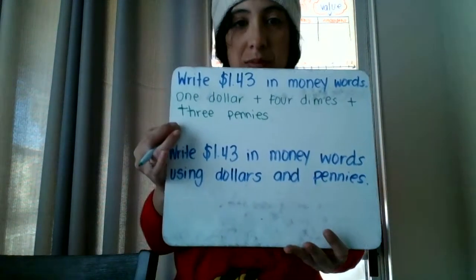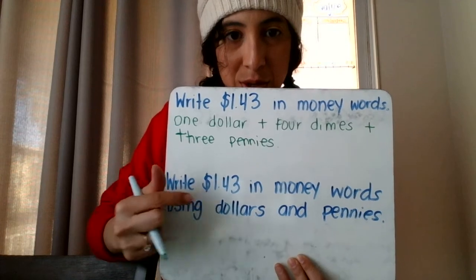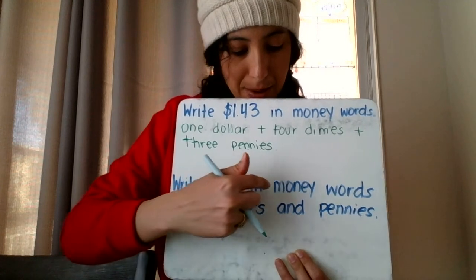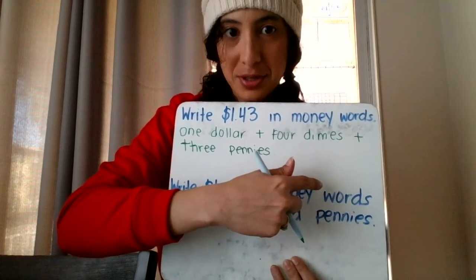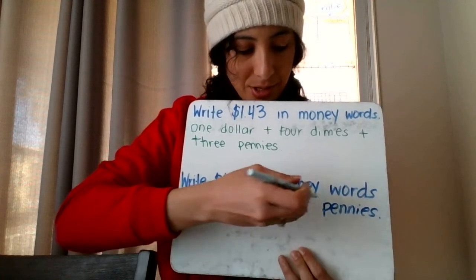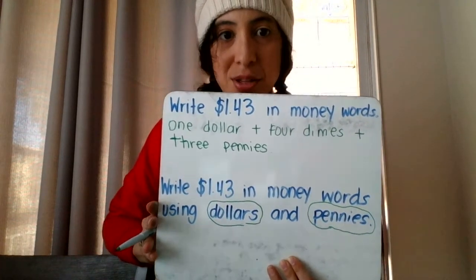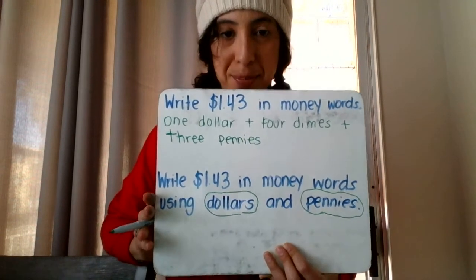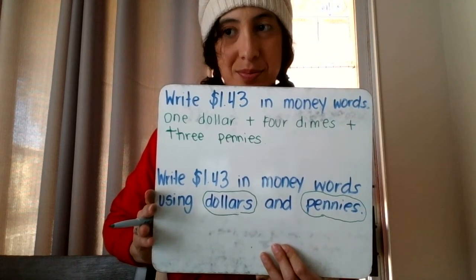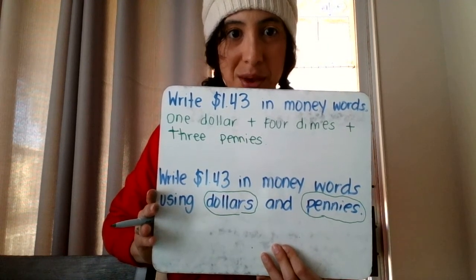Now, here's another way they might ask you the question. Write $1.43 in money words using dollars and pennies. So they're telling you which money words to use this time. So let's think about it. If you have 43 cents, how many pennies would that be?